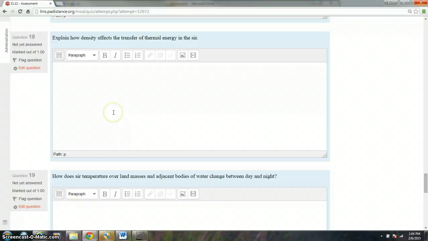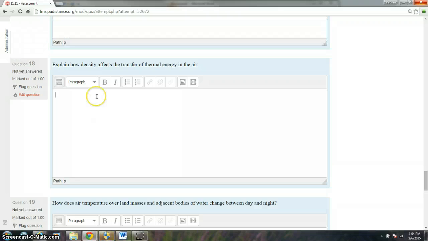Question 18 asks you to explain how density affects the transfer of thermal energy in the air. How does density affect the transfer of thermal energy in the air?